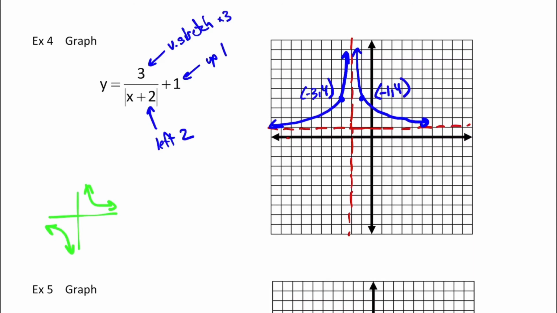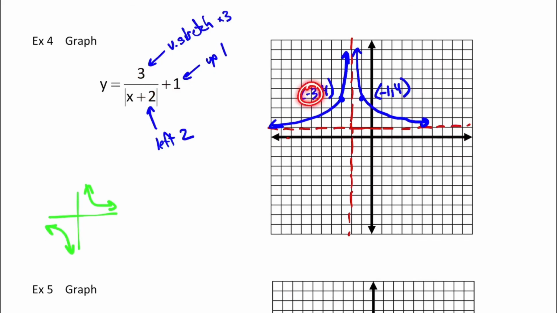So I'm not quite as confident with this one as I was on the others, so I definitely want to check this. I'm going to put a negative 1 in for the x right here and see if this whole expression then gives me 4. So negative 1 plus 2 is 1. 3 over 1 is 3. And 3 plus 1 is 4. And that's what I got, so that checked.